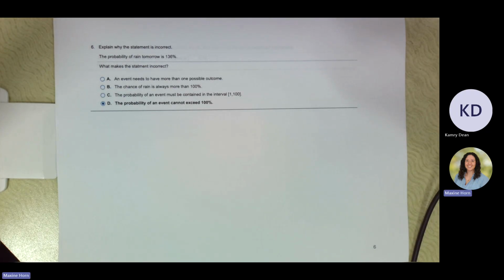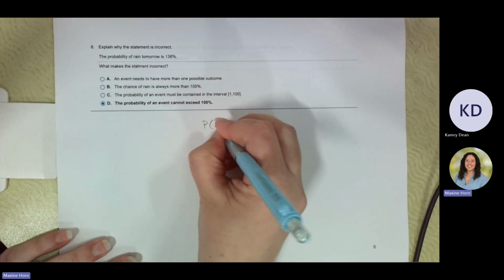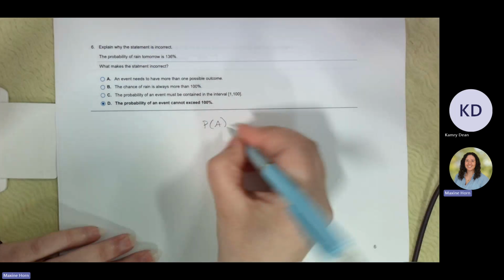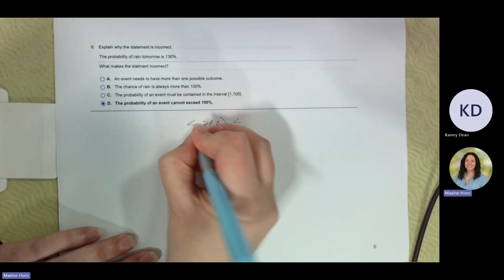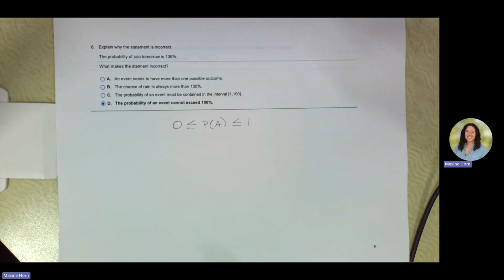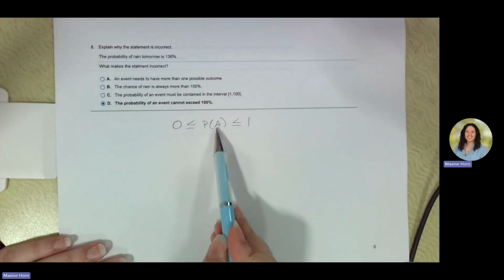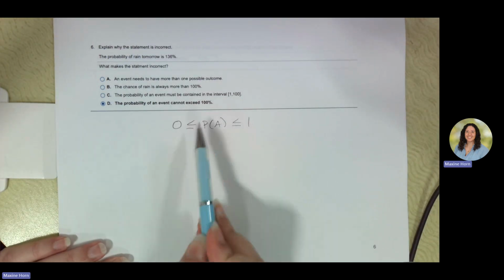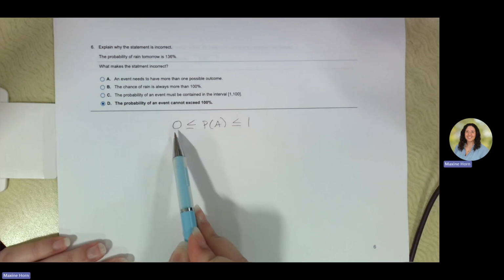Explain why the statement is incorrect. The probability of rain tomorrow is 136%. Okay, so when we talk about probabilities, there's a bunch of ways to think about it, but probabilities are always going to be between 0 and 1 inclusive, right? So you might see it written like this, where the probability of an event is less than or equal to 1, and it's greater than or equal to 0.